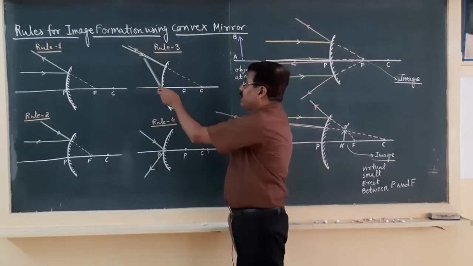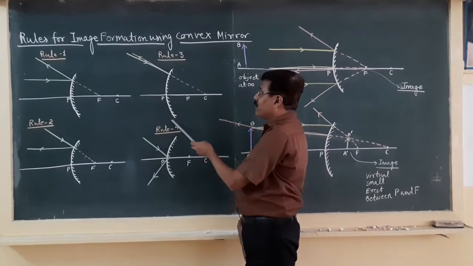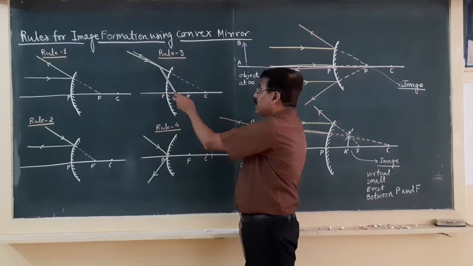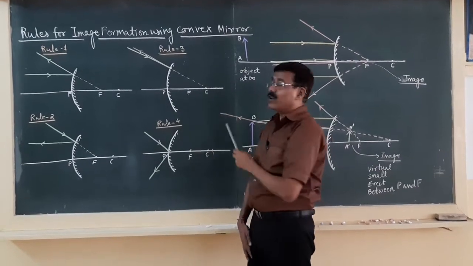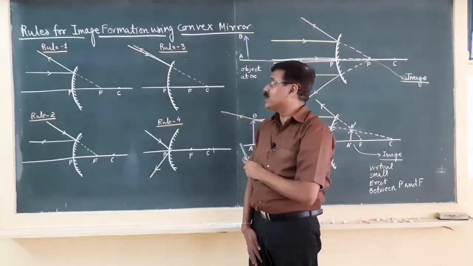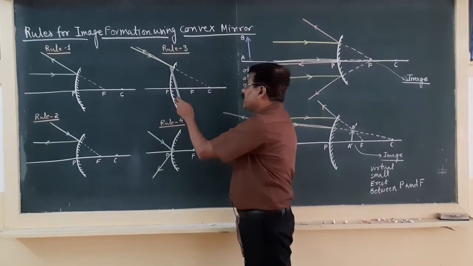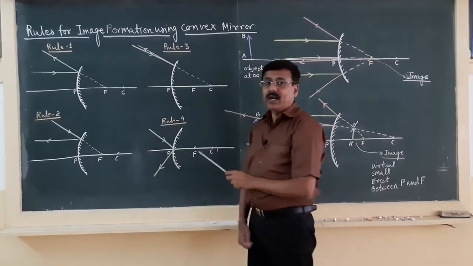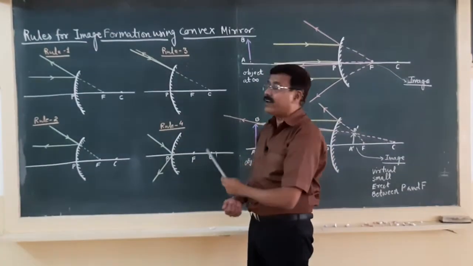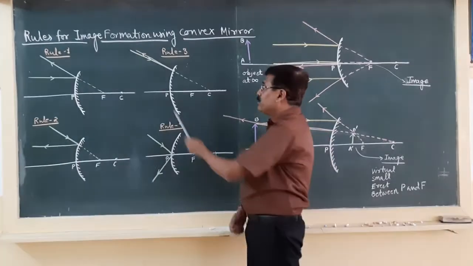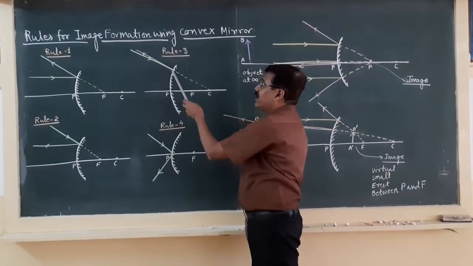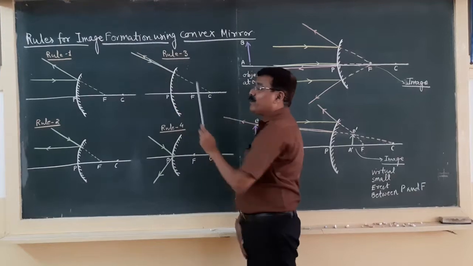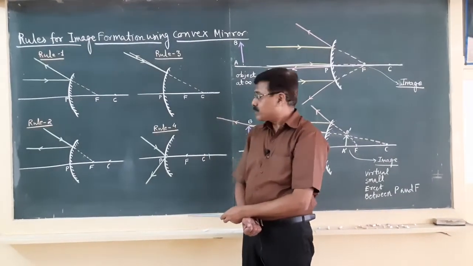What is rule number 3? If the light ray is incident on the convex mirror along the center of curvature, along the radius of curvature, after reflection it is reflected back along the same track, it retraces the track. The reason being that the light is normally incident on it, so it will be reflected back normally.